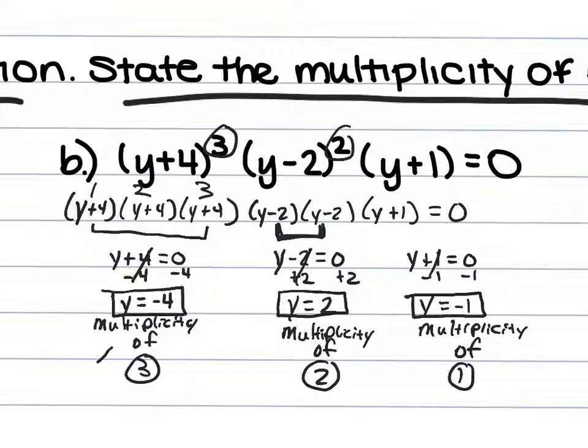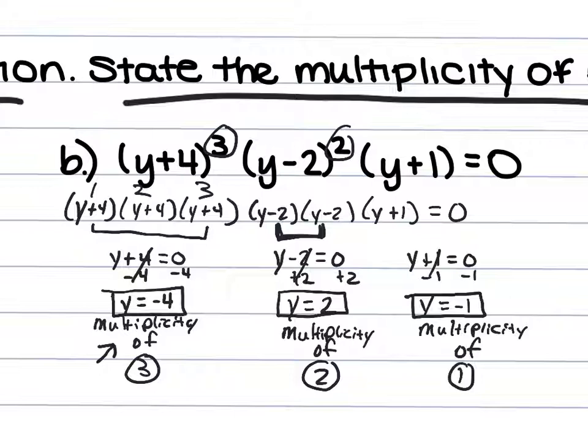Well, here, this has at x equals, sorry, that looks like a y. X equals, oh no, this is y. I'm sorry, it is y. My apologies. At y equals -4, we have a multiplicity of 3. Y equals 2, we have a multiplicity of 2. And y equals 1, we have a multiplicity of 1.